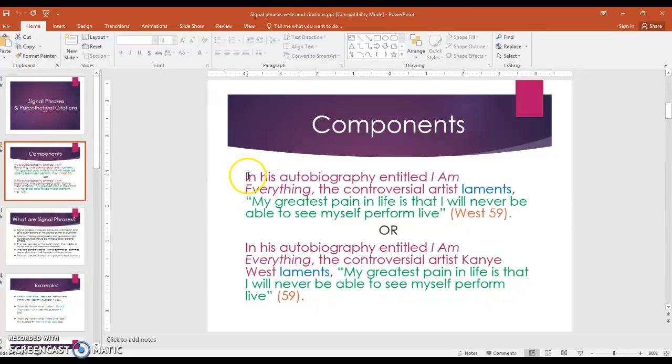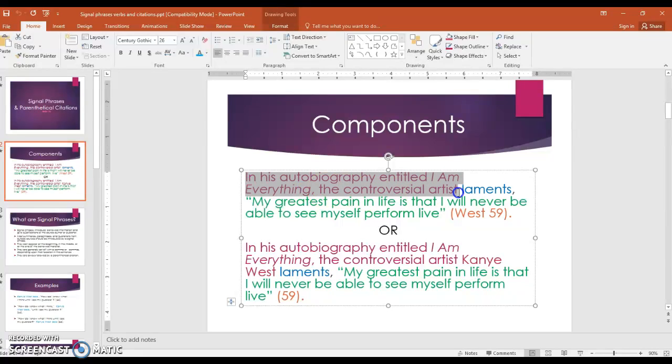This whole first pinkish purple part, and the blue, this is your signal phrase. A signal phrase introduces words or ideas that are not yours. In blue, I've highlighted the signal verb. Choosing the signal verb is very important because it expresses the attitude of not only the speaker, but it can also express the attitude of you, the writer. Then in green, I have the actual quote that I'm using. And then in orange, I have my MLA parenthetical citation.